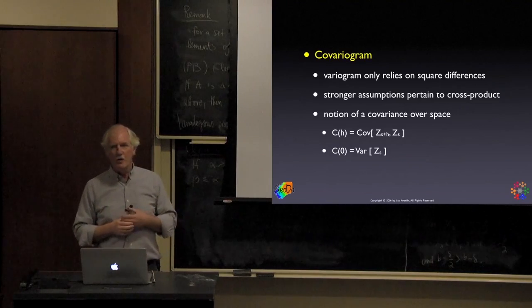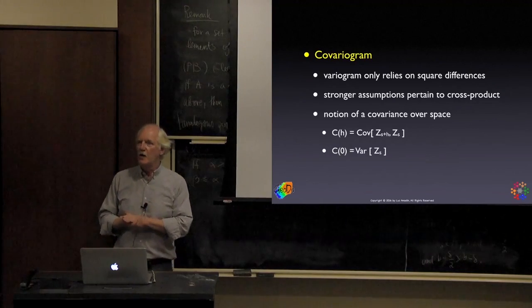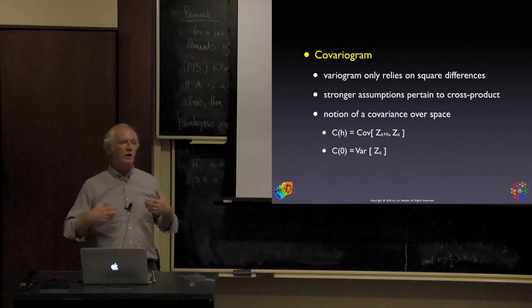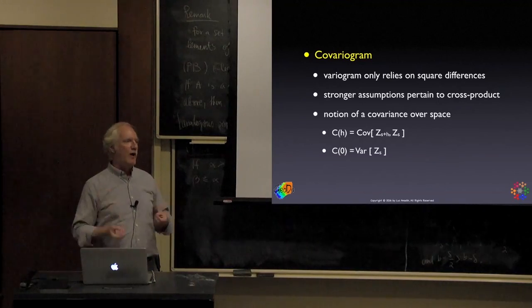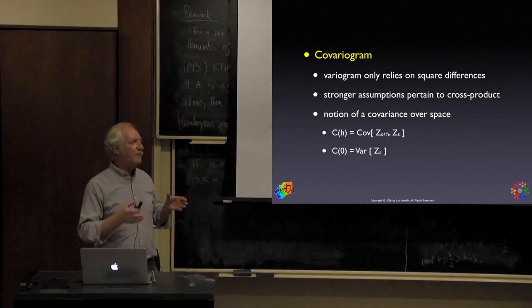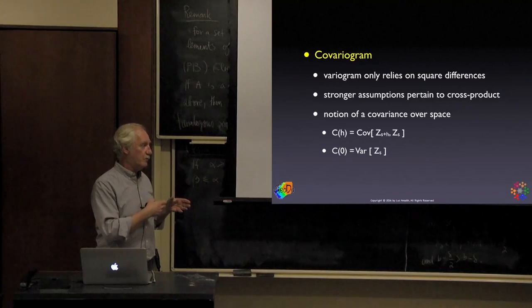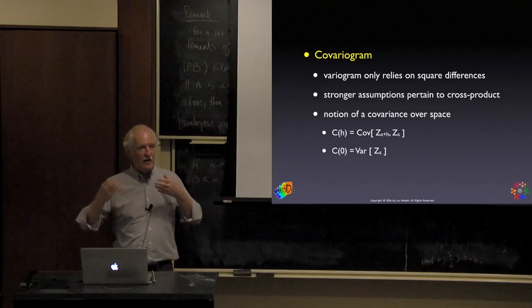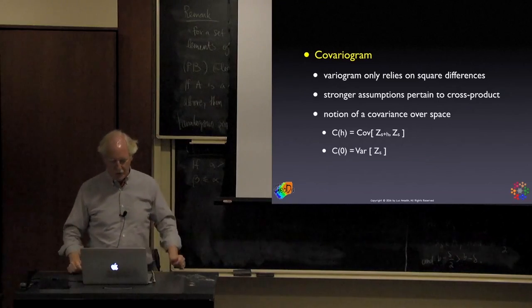And products are trickier, more demanding in a sense. It's hard to give you an intuition for this, but the assumptions needed for proper statistical inference are stronger for products than they are for square differences. With the square difference, the mean washes out. With the product, it doesn't. That's one way of thinking about it.